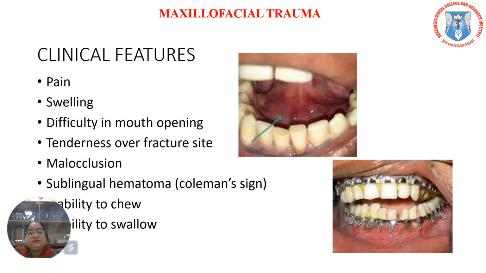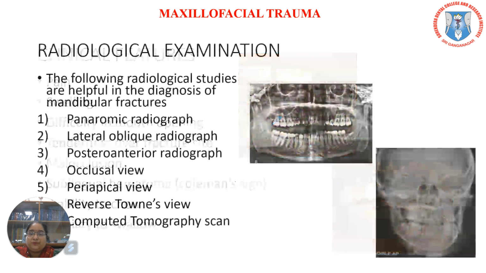What can be the clinical features for the mandibular fracture? First of all, there will be pain, swelling, difficulty in mouth opening, tenderness over the fracture site, and malocclusion. Sublingual hematoma is pathognomonic for the parasymphysis or symphysis fracture. You will see bluish discoloration on the lingual side, that is the Coleman sign. Inability to chew and inability to swallow.